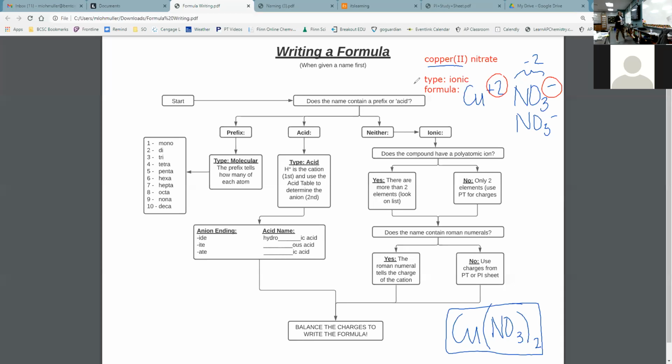Now, I'm going to show you how to get the same formula doing it a faster way. So if we look at the original, let me just, oh, I erased everything, sorry.